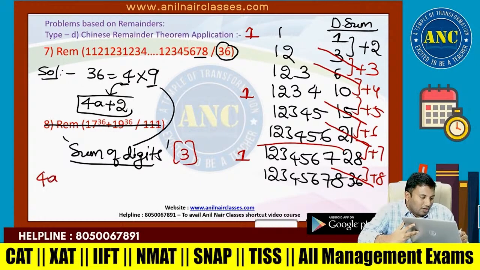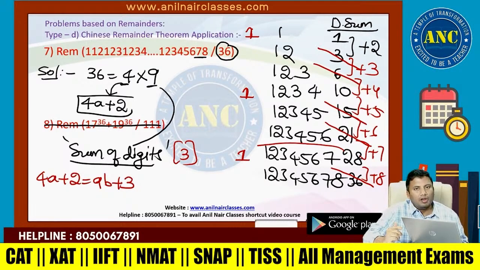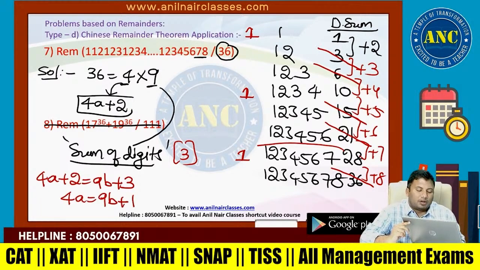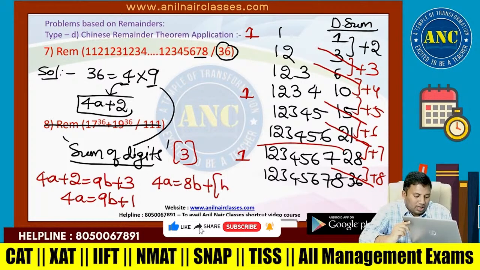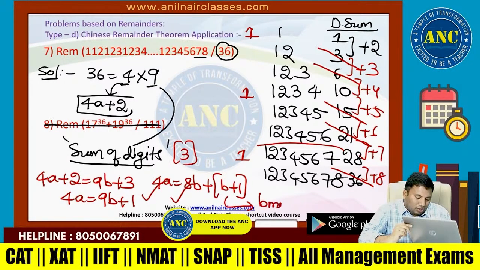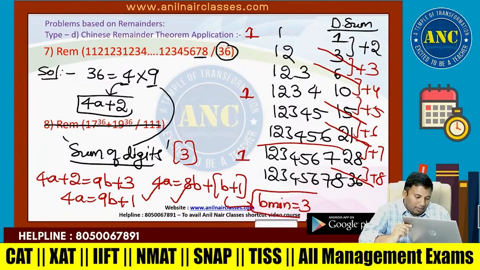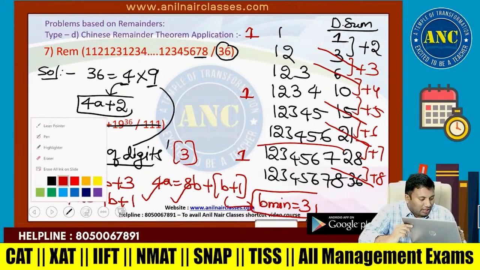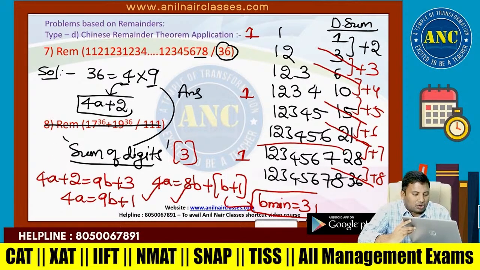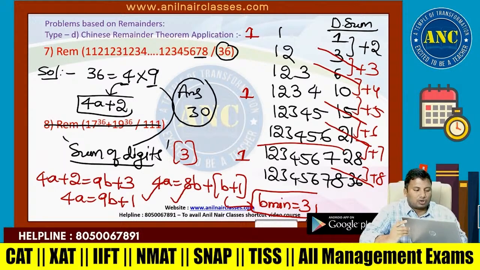So it is 4a plus 2 equivalent to 9b plus 3. It is nothing but 4a equivalent to 9b plus 1. So 4a equivalent to 8b plus b plus 1. 8b is divisible by 4, so b plus 1 should be divisible by 4. b minimum is 3. So if it is 3, 9 3s are 27 plus 3. Answer for this question is 30.